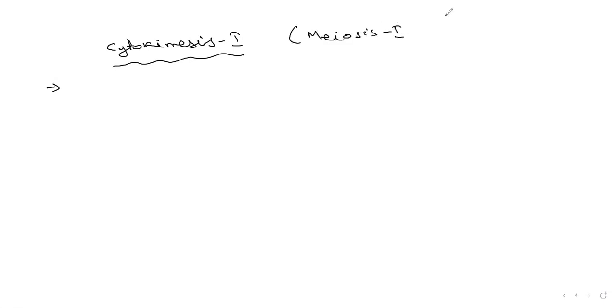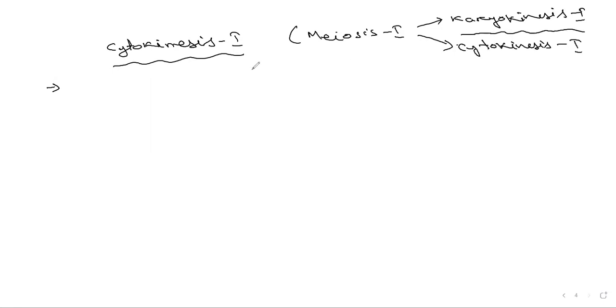Then after karyokinesis 1, you will come to your cytokinesis 1, which is part of your meiosis 1. As we have discussed, meiosis 1 is divided into two phases. One is karyokinesis 1, and the second is cytokinesis 1. We have just completed karyokinesis 1, and then comes cytokinesis 1. In cytokinesis 1, what will happen?